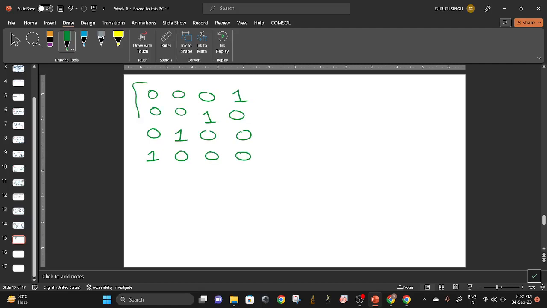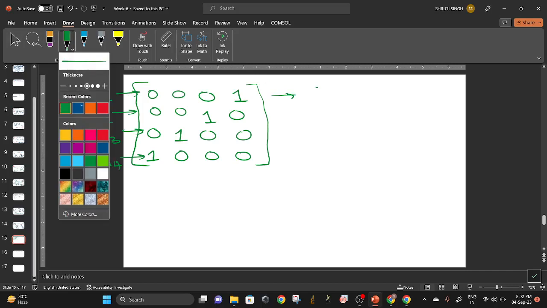Okay. This is the matrix. Now, what does it mean? Can you now guess? This is for H1. This is for H2. This is for H3. This is for H4. H1 becomes H4. Fine.